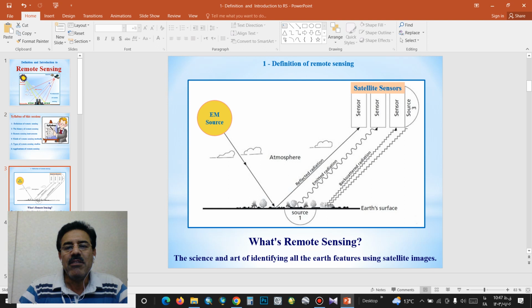Number 1, definition of remote sensing. What is remote sensing? The science and art of identifying all the Earth's features using satellite images.